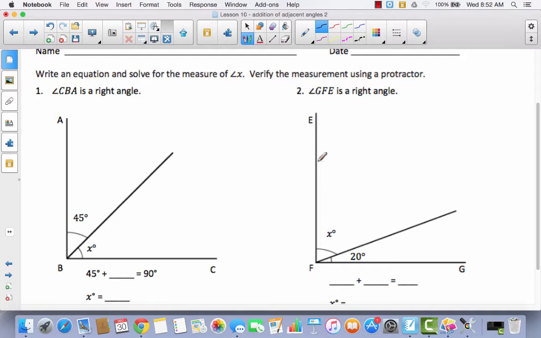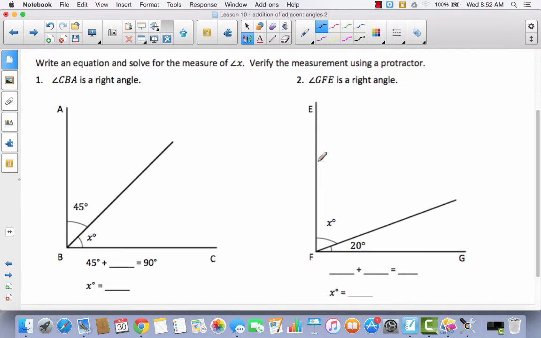All right, now it says angle CBA is a right angle. So that tells me that unlike the ones that we solved in our journal, these added together don't equal 180 degrees. These added together equal 90 degrees. So I've got 45 degrees plus x equals 90 degrees. So remember how we're going to do this. It says write an equation to solve. So we're going to write an equation.